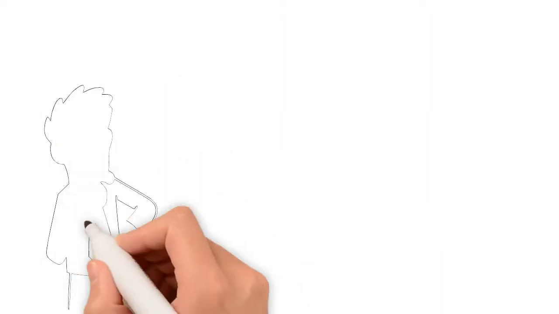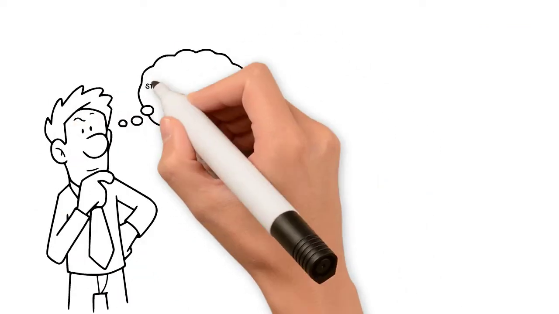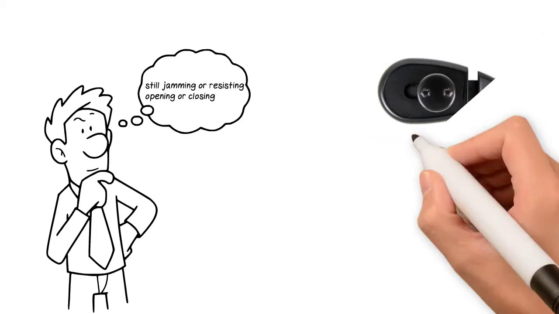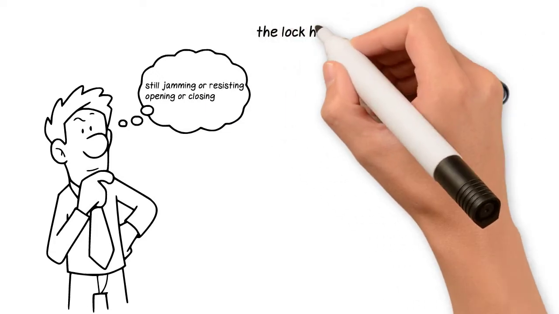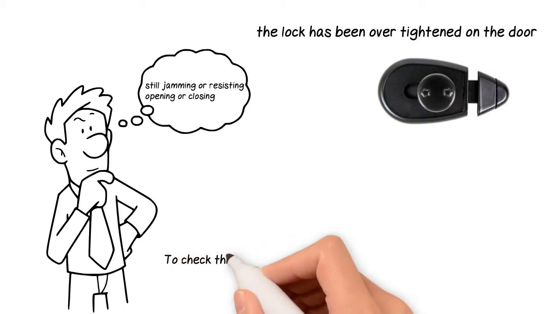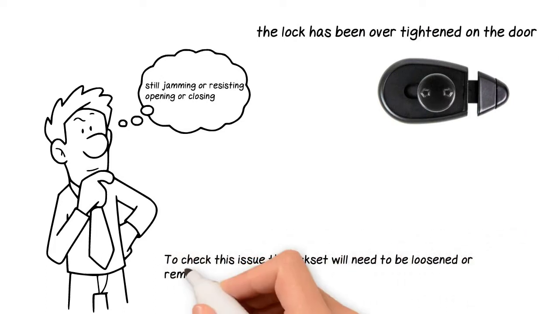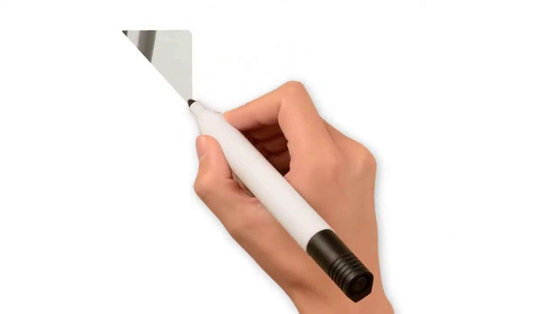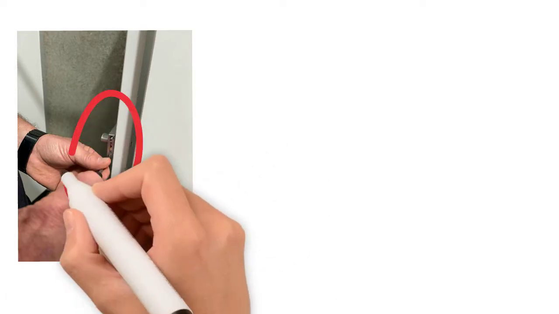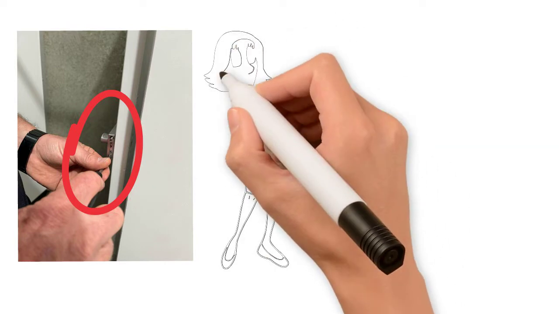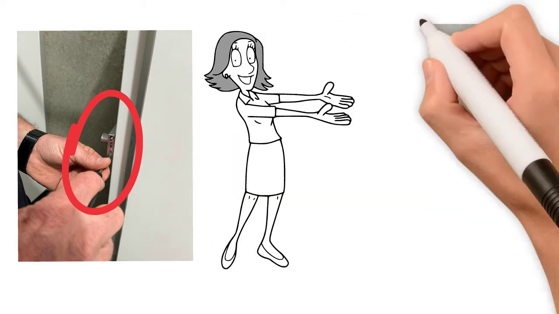If the lock set looks to be mounted level, and the lock set is still jamming or resisting opening or closing, then it's possible that the lock has been over-tightened on the door, the mounting holes are uneven, or the internal spindle is too long. To check this issue, the lock set will need to be loosened or removed from the door. This can be easily done in a matter of minutes. To remove the 300 series lock set, simply loosen the two screws on the edge of the lock set using a Phillips head screwdriver. Please note, it's important this is done by hand and not using an electric driver.